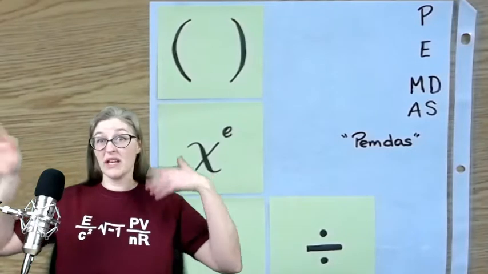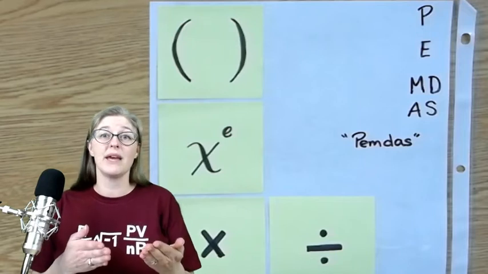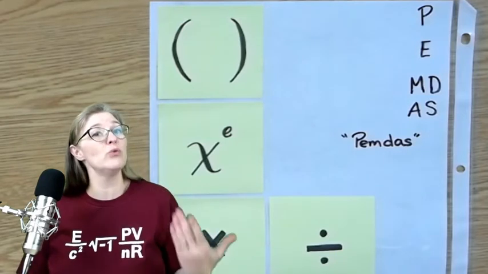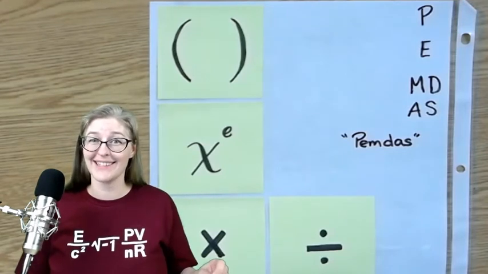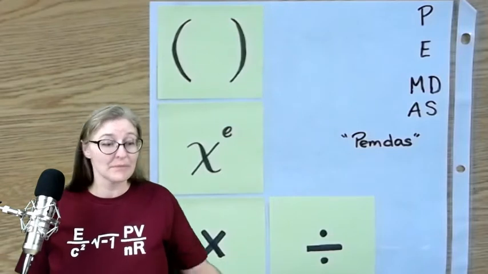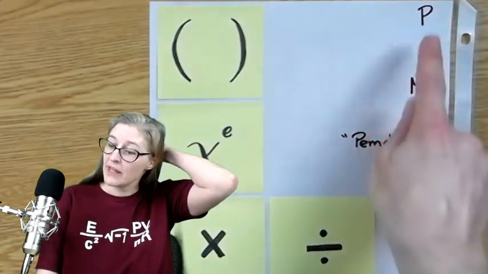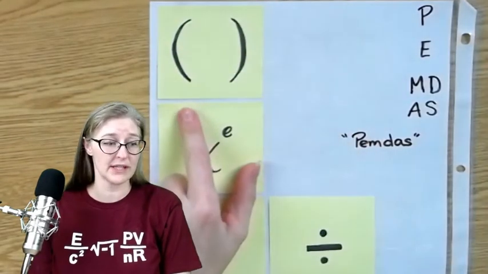If we all just went and did things in whatever order we felt like, then we wouldn't be able to always get a guaranteed same answer. So we have a few rules, and you're going to want to know these, otherwise you won't get the correct answer. So the first thing that we're going to talk about, the P in PEMDAS, refers to parentheses.